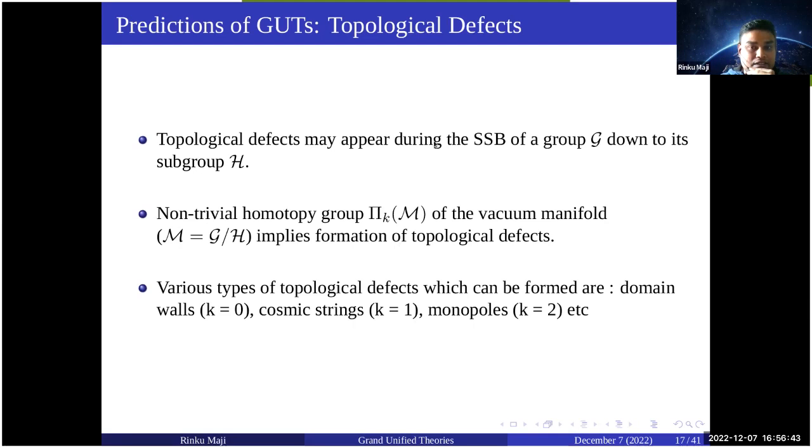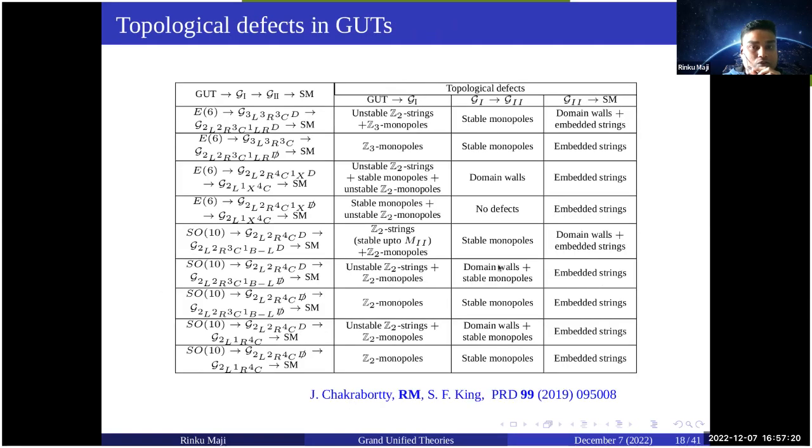Topological defects may arise during the spontaneous symmetry breaking of a higher symmetry group down to its subgroup. Mathematically, a non-trivial homotopy group of the vacuum manifold implies the formation of topological defects. For different values of the homotopy group, if it is 0-dimensional, it will be domain walls; 1-dimensional, cosmic strings; and 2-dimensional, monopoles. There are various hybrid defects that can also be formed. We have analyzed all possible breaking paths and tabulated all possible topological defects.